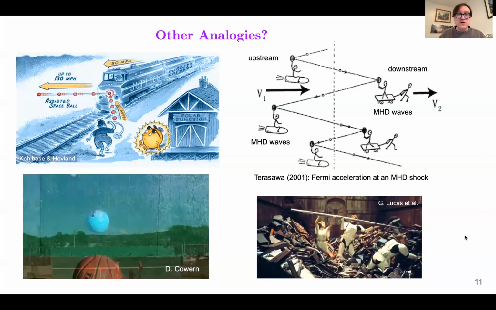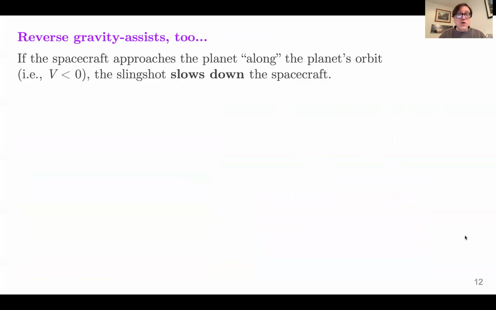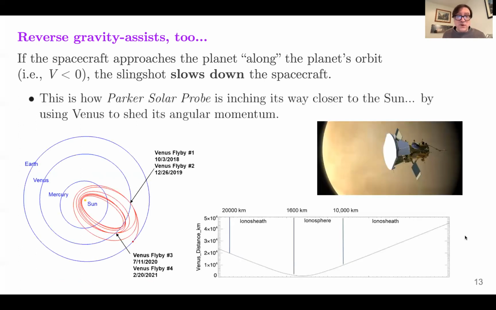This is a universal process, and you can make use of it to speed up your spacecraft or slow it down too. You can do a reverse gravity assist. This is the last topic. If you approach the planet in the same direction along which the planet is moving, and then you swing around it in the other direction, that will slow down the spacecraft. And there's a very nice example of this. This is what Parker Solar Probe is doing to get closer to the sun. It's got to slow down to shed the angular momentum that it had by virtue of the fact that it was launched on Earth. Large orbit means larger angular momentum, so it's got to get rid of it.